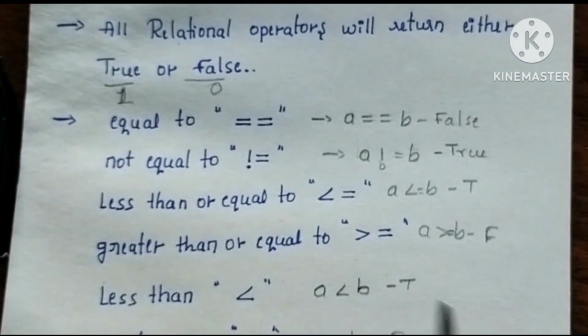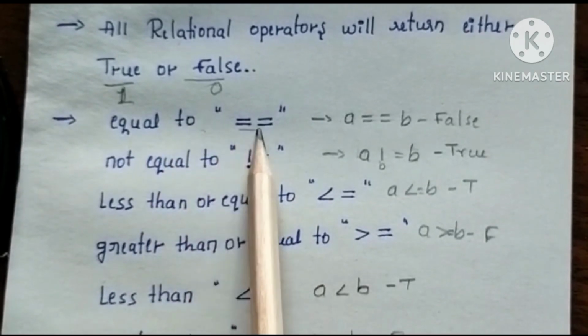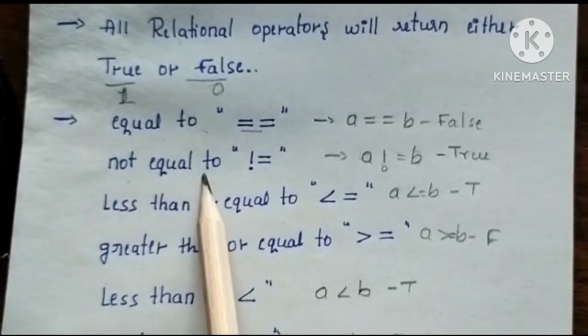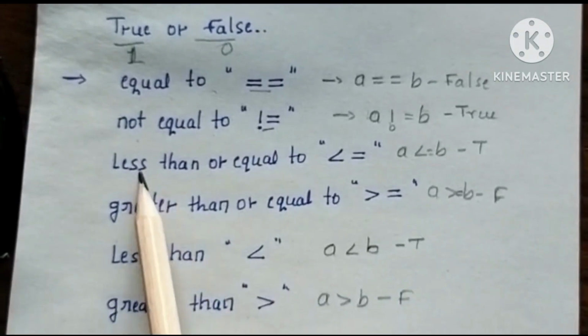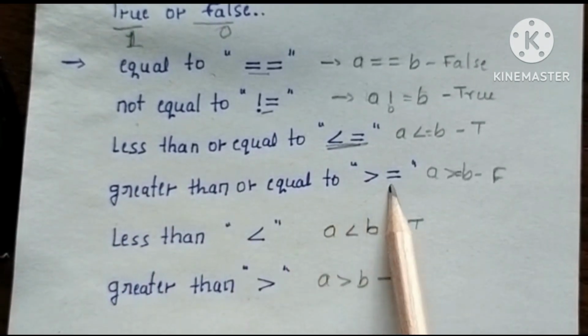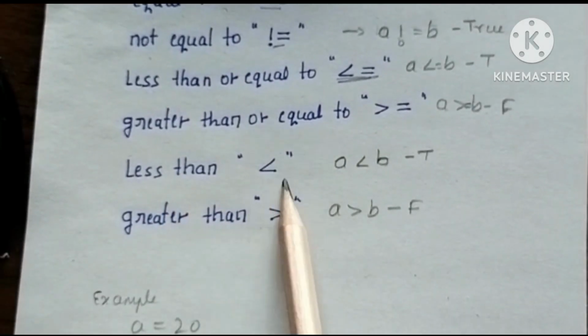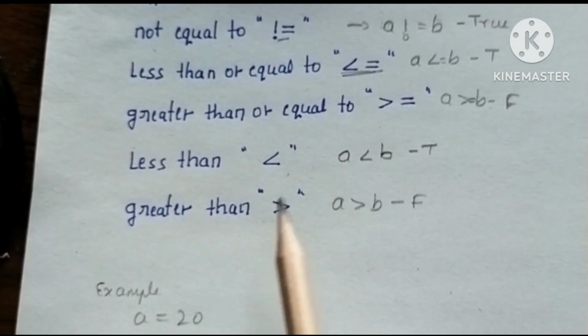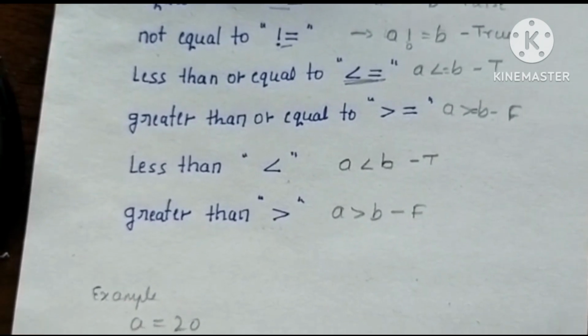So let me start. First one is equal to, this is the symbol. Not equal to, this is also a symbol. Less than or equal to, greater than or equal to, less than, and greater than. I will show you an example, then you can easily understand.